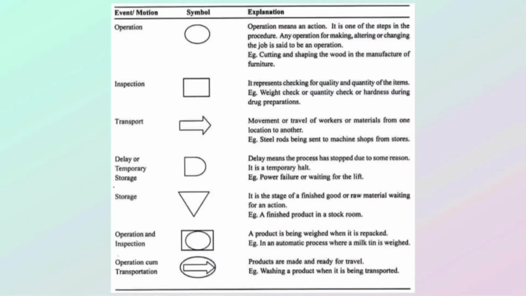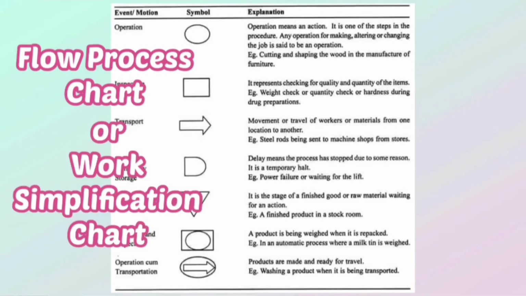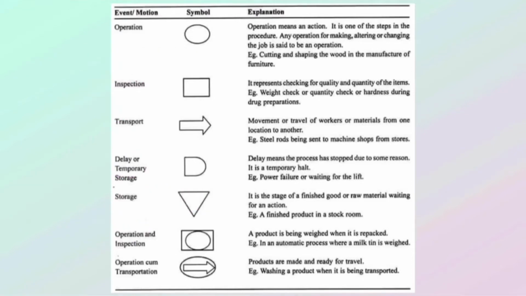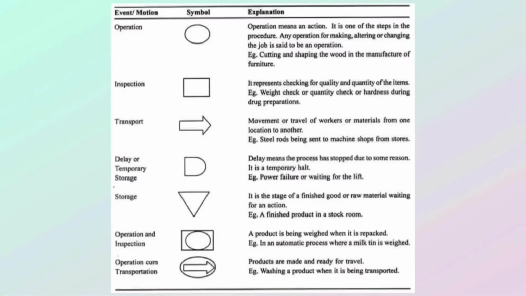The next type of flowchart is the flow process chart, also known as the work simplification chart. By using certain standard symbols, the chart shows the flow of work under a specific procedure. Presentation and reading is easy because the charts are more graphic with symbols. It helps to simplify the work. These standard symbols have been developed by the American Society of Mechanical Engineers in New York.